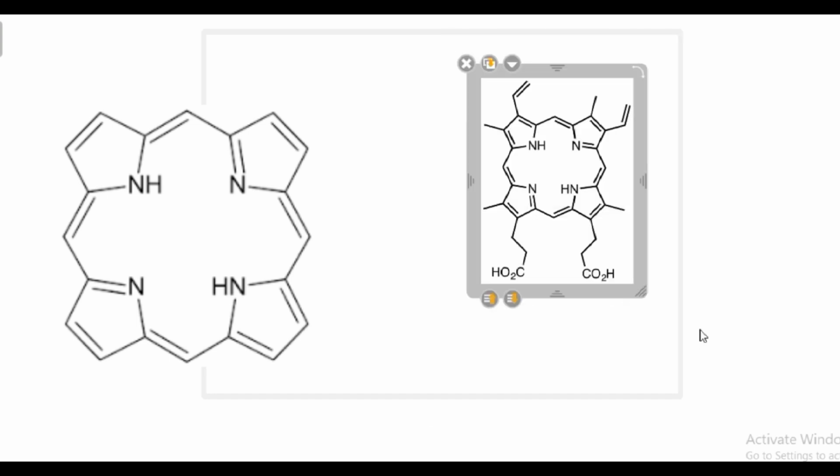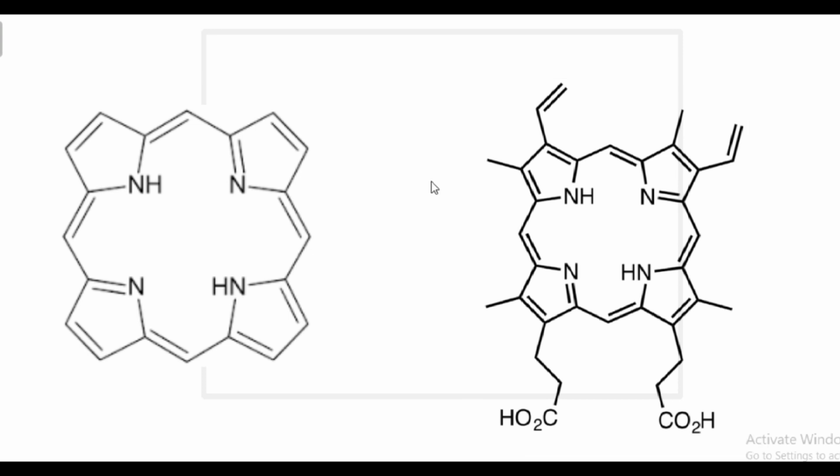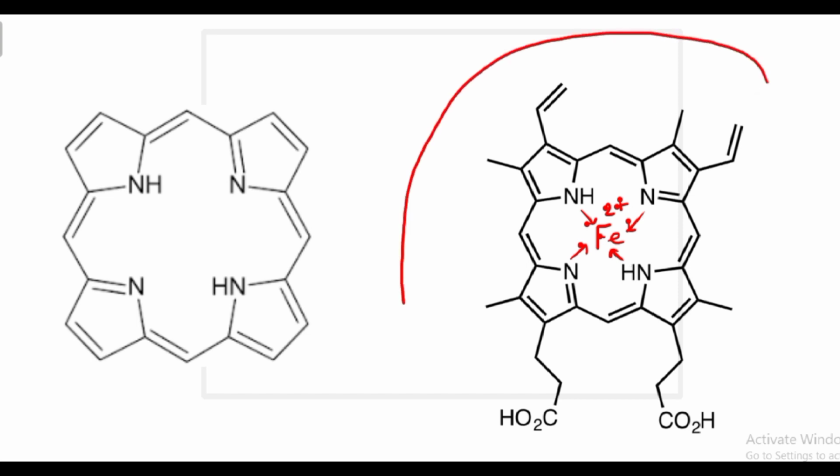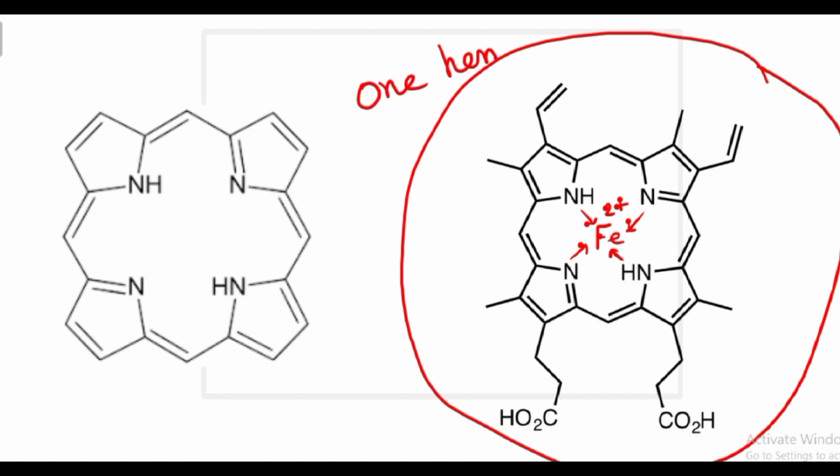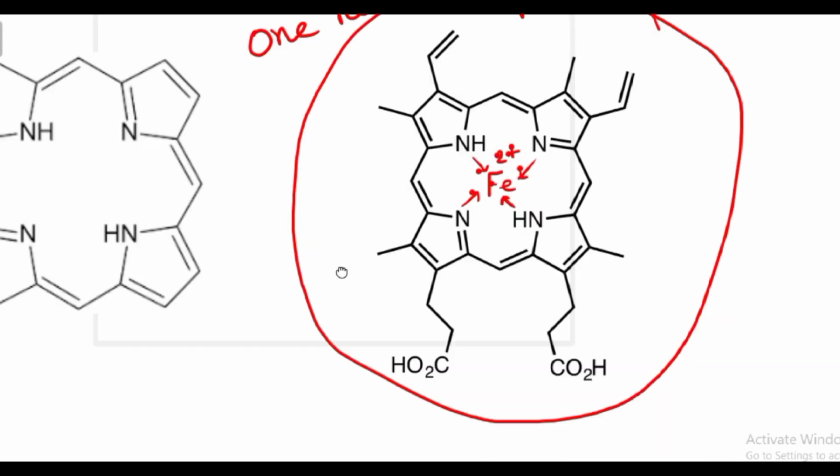So in the middle of this porphyrin ring, we can locate the Fe2 plus. All these four nitrogen atoms will make a coordination bond with this Fe2 plus. This is known as one subunit. This is one heme group. So as I told you before, the heme group is nothing but the porphyrin ring as well as iron in the Fe2 plus oxidation state. This is one heme group.